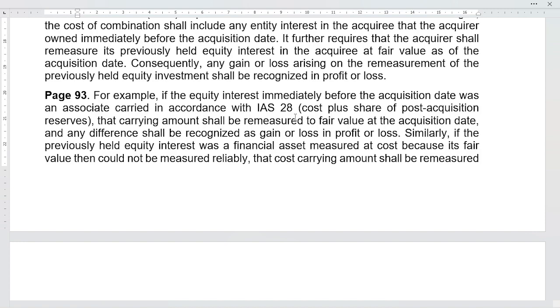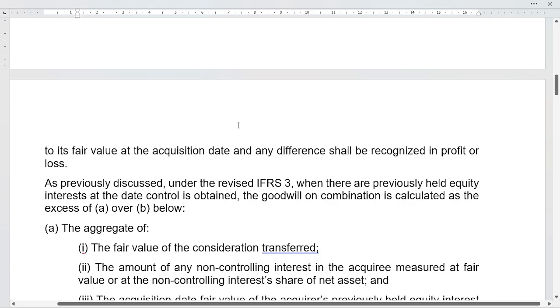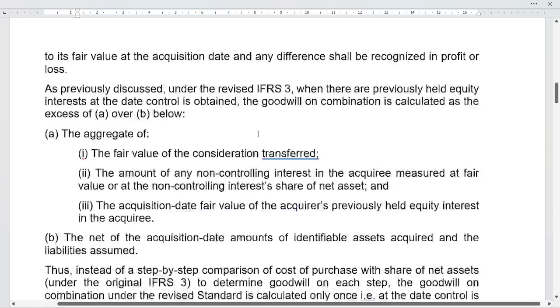Similarly, if the previously held equity interest was a financial asset measured at cost, because its fair value then could not be measured reliably, that cost carrying amount shall be remeasured to its fair value at the acquisition date, and any difference shall be recognized in profit or loss.